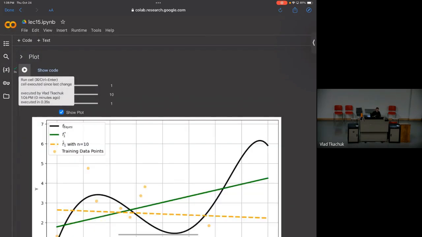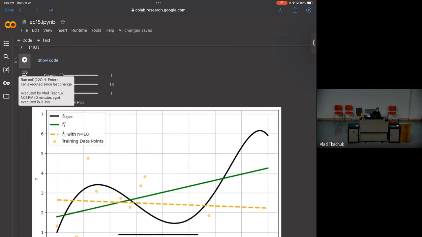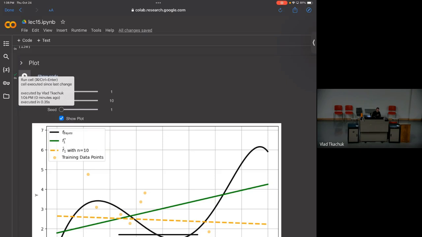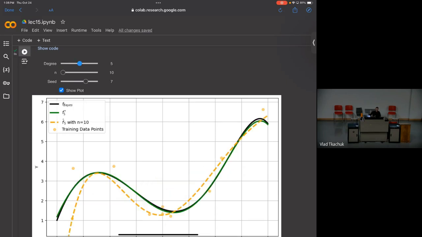We try again. So yeah, in the small data case, n is small and the degree is small, you'll find that this line, this F hat, isn't too far away from F star, in the sense that the lines are sort of similar. But if I change the degree a lot, so I make the F star much more complicated, then what you'll find is that F hat, on average, is going to be way further apart from F star.